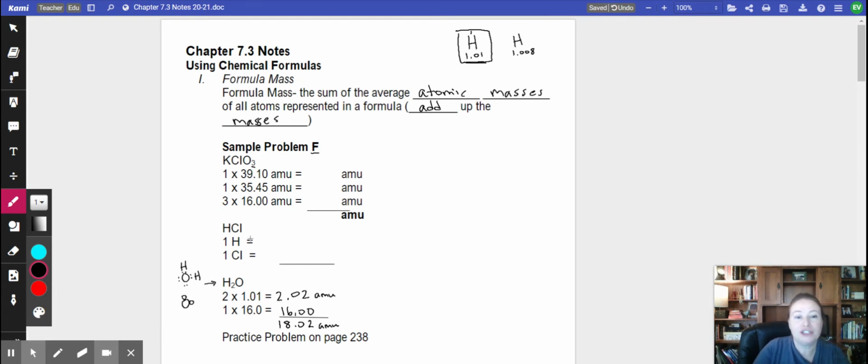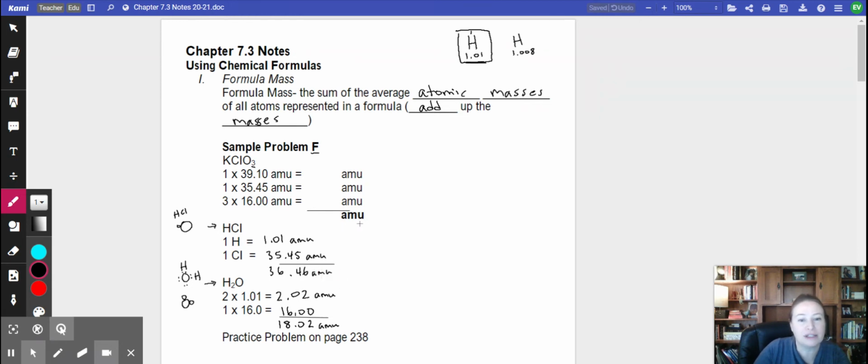So HCl, we're kind of going in reverse order here. Sorry. Also easy, 1.01 AMU from the hydrogen. And if we look up chlorine on the periodic table, its atomic mass is 35.45 AMU. So the mass of this little molecule of HCl is going to be 36.46 atomic mass units. That's what AMU stands for. Okay, let's do one that's a little harder.